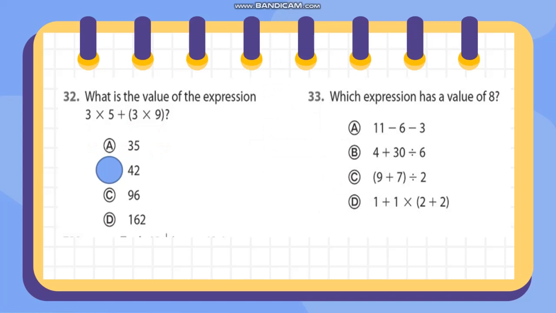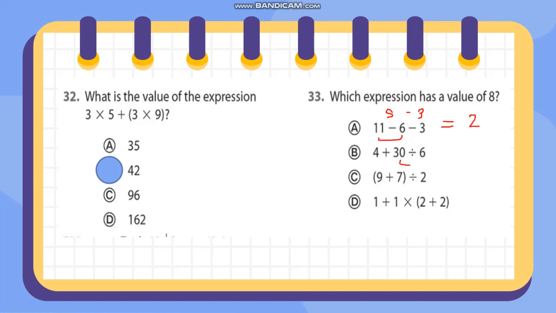Question number 33. Which expression has a value of 8? So let's do it one by one. Let's evaluate one by one. So 11 minus 6 minus 3. 11 minus 6 is equivalent to 5, and 5 minus 3 is equivalent to 2. So that is not the answer.